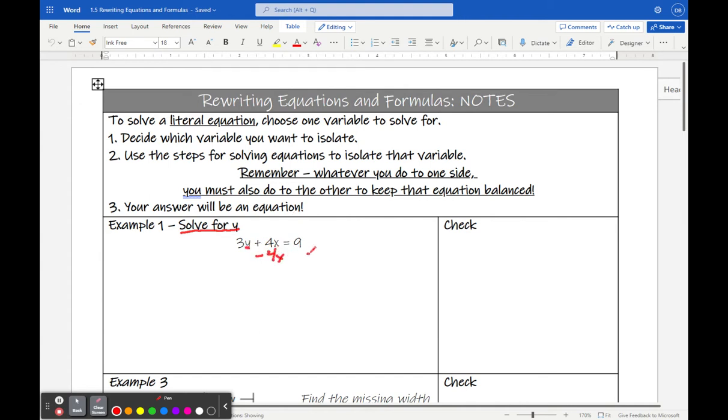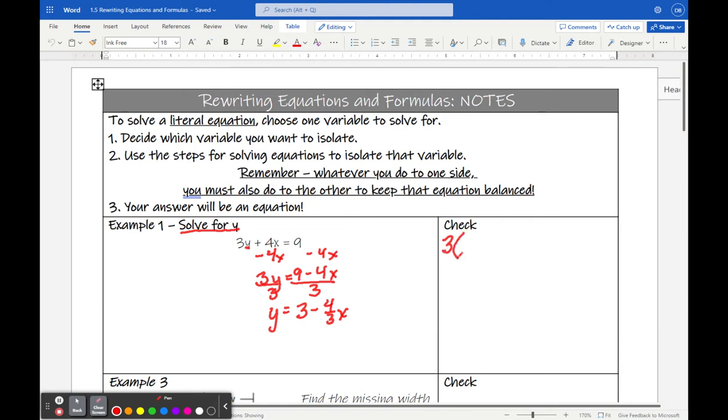Subtract 4x from both sides. 3y is equal to 9 minus 4x. Divide by my 3 on both sides, and I end up with y is equal to 9 divided by 3 is 3 minus 4 thirds x. And yes, that is the solution. You can't go any farther than that unless you're given a value for x. So let's figure out how to check that.